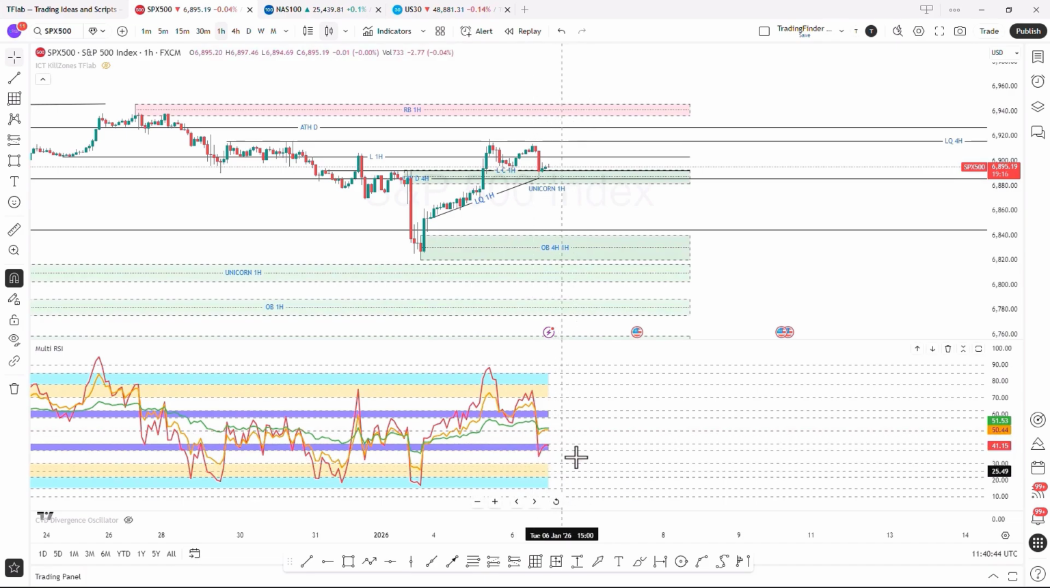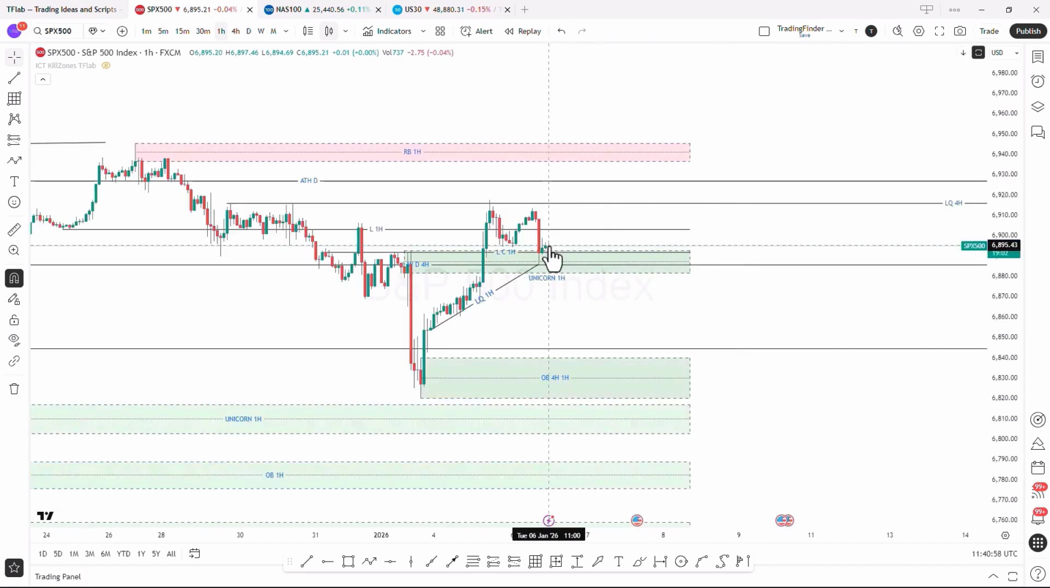It's in a downward trend, and if it gets rejected from this area in the RSI and the oversold zone, we can look for a trading strategy for a market position. But if the price continues with bearish momentum and closes below the 1-hour unicorn zone, it can continue the trend.